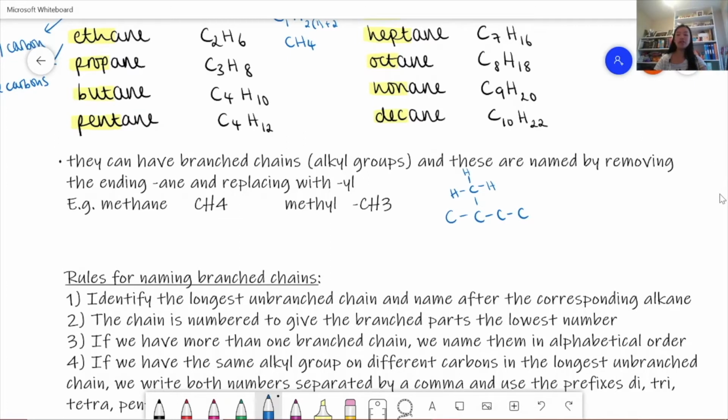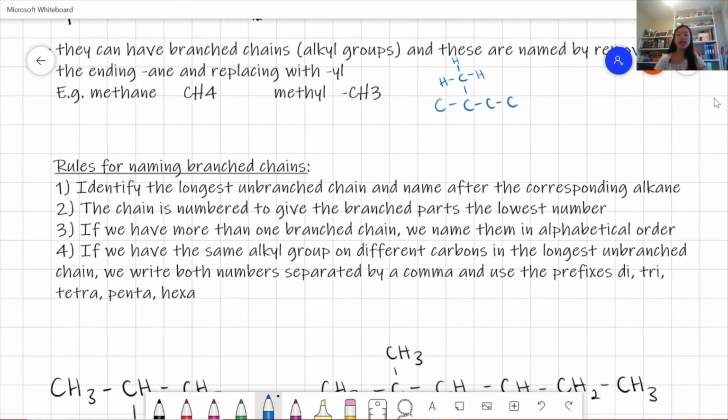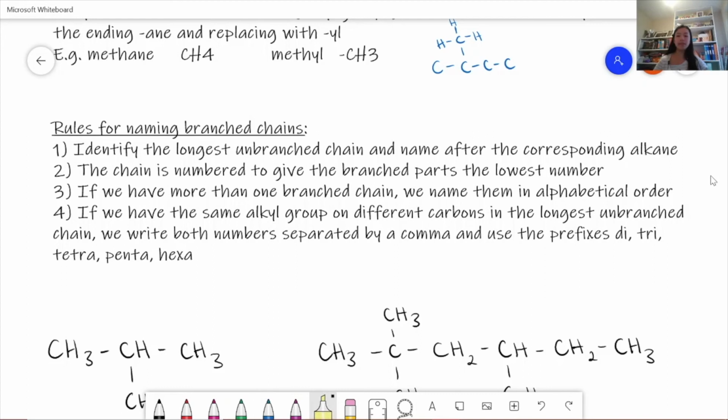Now there are some rules for naming branched chains. First, you identify the longest unbranched chain. It's really important that you remember this, because it's quite easy to just name any of the chains. So you need to identify the longest one, and it has to be unbranched, and then you name after the corresponding alkane like we saw before. And then the chain is numbered to give the branched parts the lowest number possible.